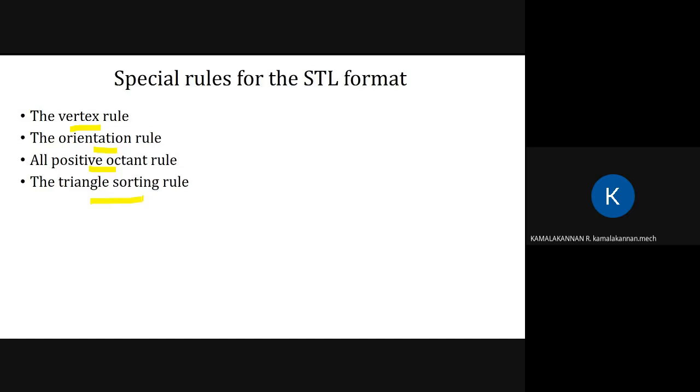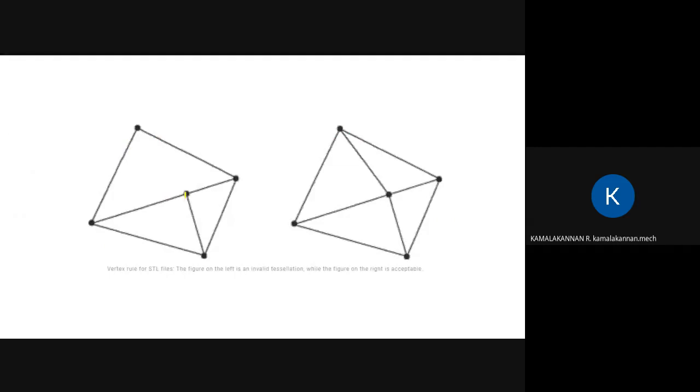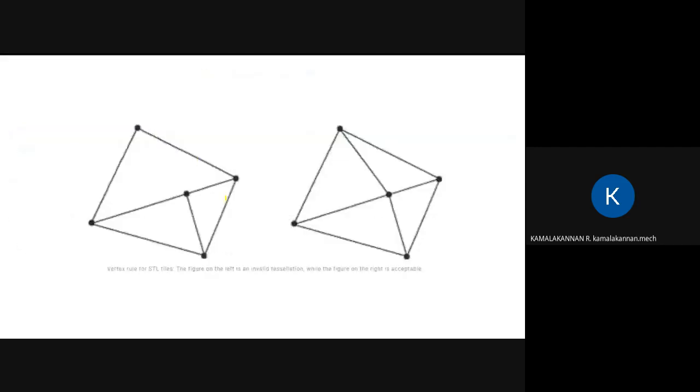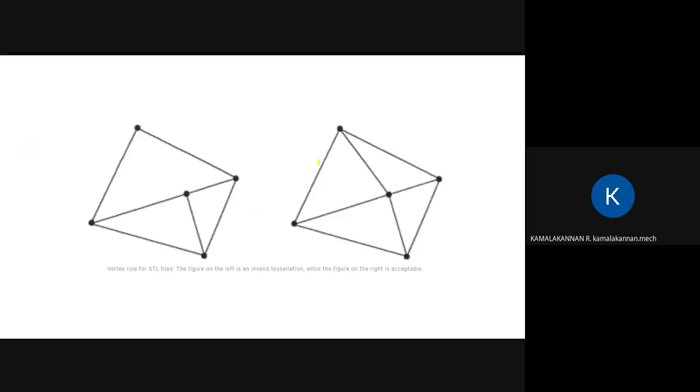First one is, each and every point has to be shared. Each and every triangle must share 2 vertices with its neighboring triangles. So this is wrong. This is correct. So every vertex must share 2 vertices at least. When you do like that, the amount of stored data will be reduced. That is why we will follow the vertex rule.